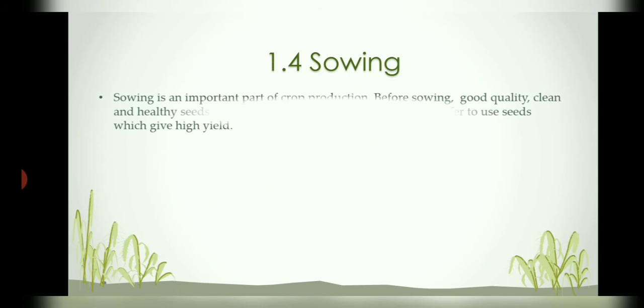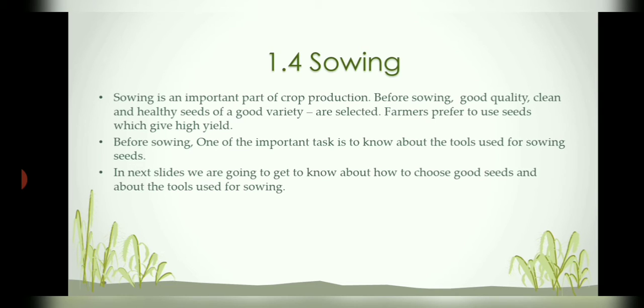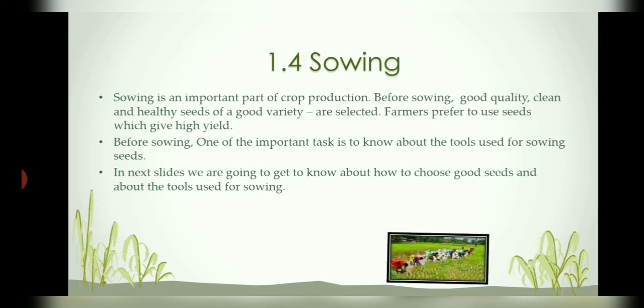Sowing. Sowing is an important part of crop production. Before sowing, good quality, clean and healthy seeds of a good variety are selected. Farmers prefer to use seeds which give high yield. Before sowing, one of the important tasks is to know about the tools used for sowing seeds. In next slides, we are going to get to know about how to choose good seeds and about the tools used for sowing.